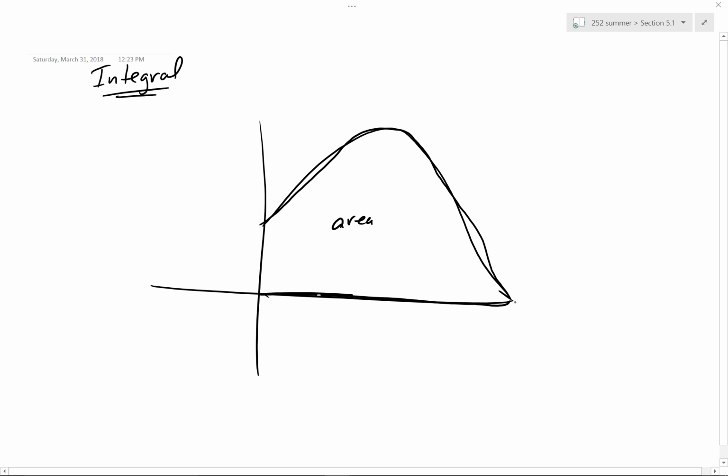So a couple of things. We're going to talk about why would we do this, and then we're going to talk about a few other things about it and how we can get to it. Okay, so that's number one. We're trying to find that area.